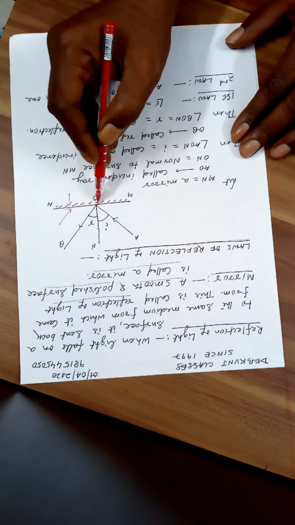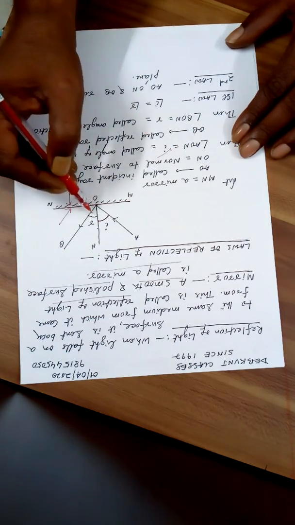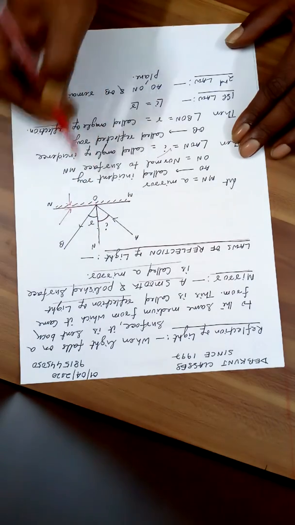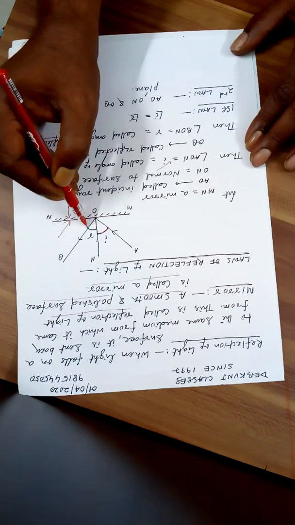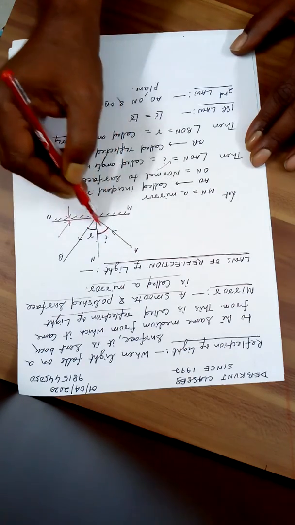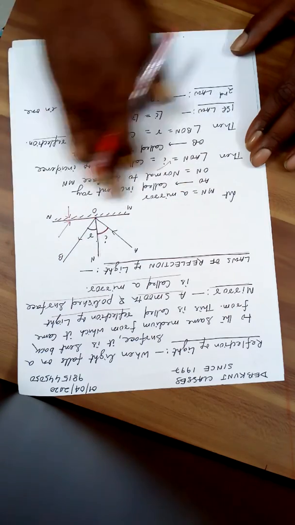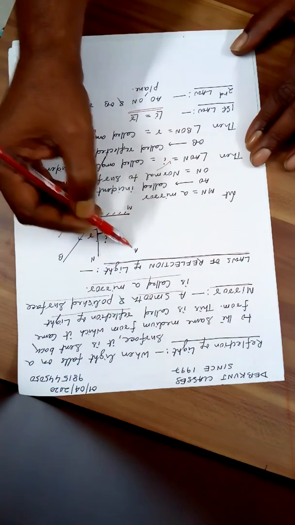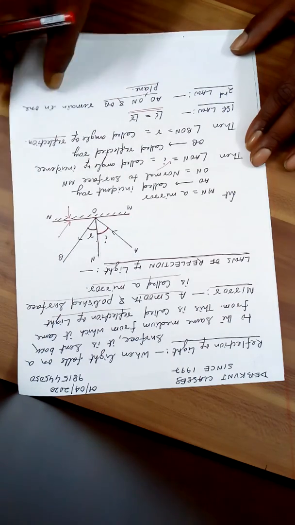A ray of light is coming like this. This angle is called the angle of incidence, and this angle is called the angle of reflection. According to the first law, this angle is equal to this angle, and this ray, called the incident ray, this ray, called the reflected ray, and this normal, they lie in one plane. So the first law is: the two angles are equal, and the 3 lines, AO incident, reflected and the normal, lie in one plane.